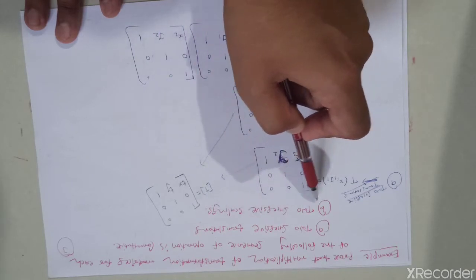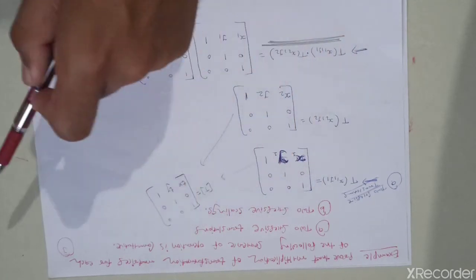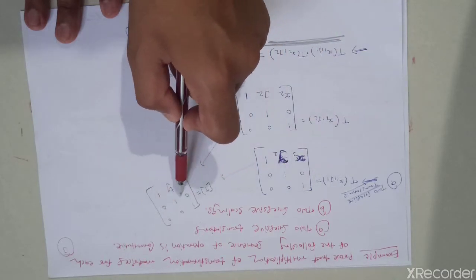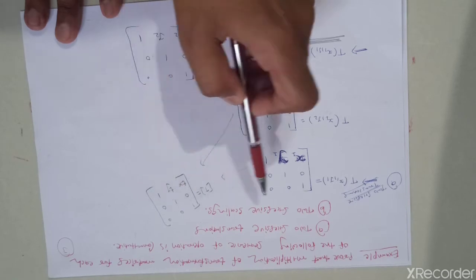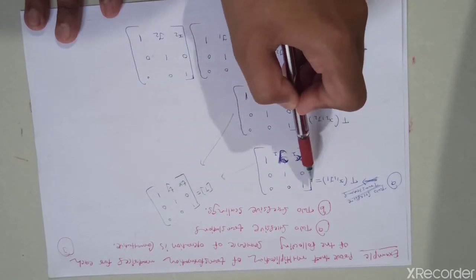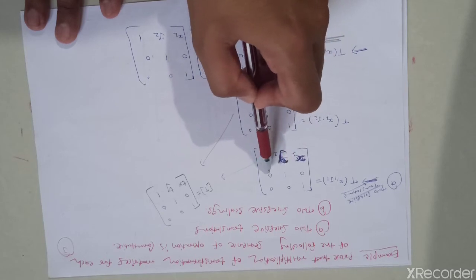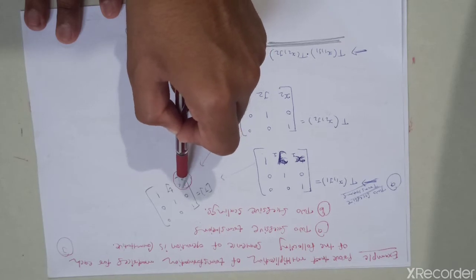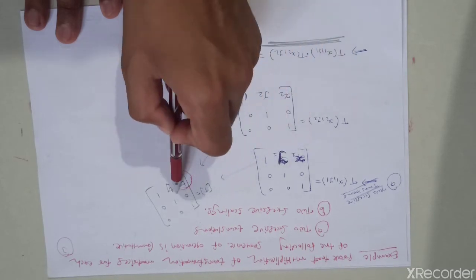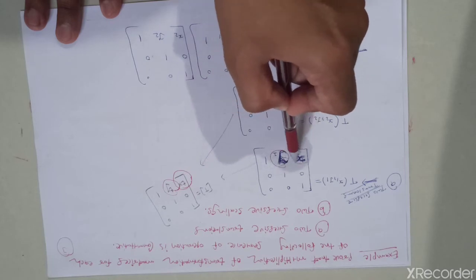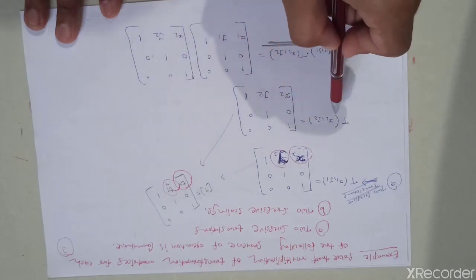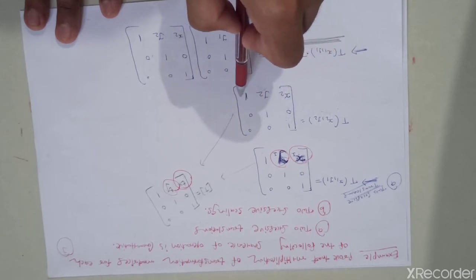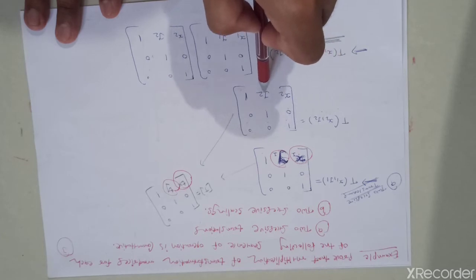Now first of all, we perform two successive translations. So here the translation matrix is given by 1 0 0; 0 1 0; tx ty 1. So T(x1, y1) is written as 1 0 0; 0 1 0; x1 y1 1, meaning we consider translation in the x direction as x1 and translation in the y direction as y1. Similarly, T(x2, y2) is written as 1 0 0; 0 1 0; x2 y2 1, meaning tx is x2 and ty is y2.